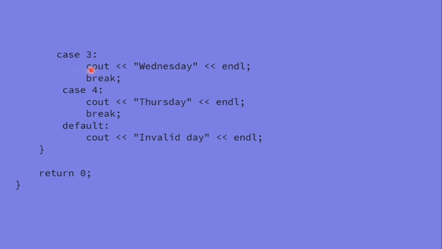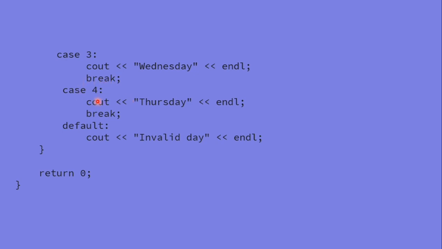But in case 3, we know that case 3 is 3 and the day is 3, so both get matched, and now this cout function will be printed on the screen, that is Wednesday. In this switch we use break to stop the control, so it does not go further to case 4. That way we use break to stop the control of execution. Only Wednesday will be printed on the screen.